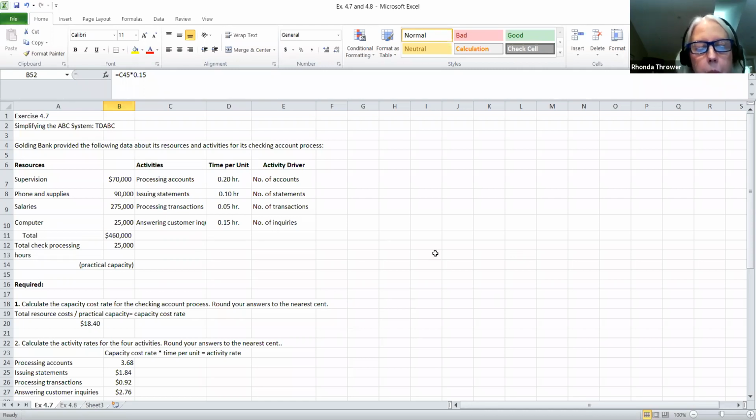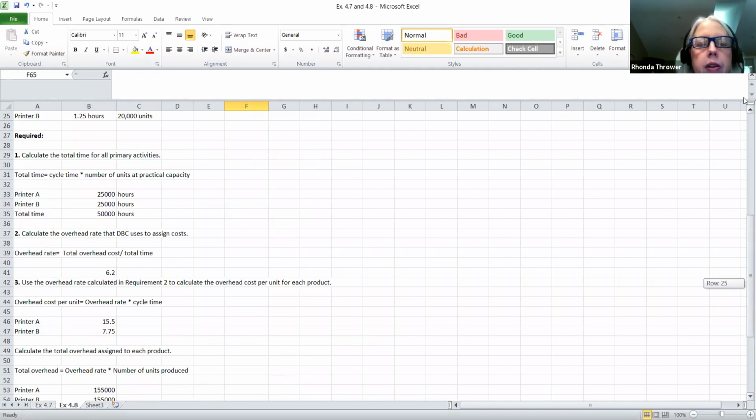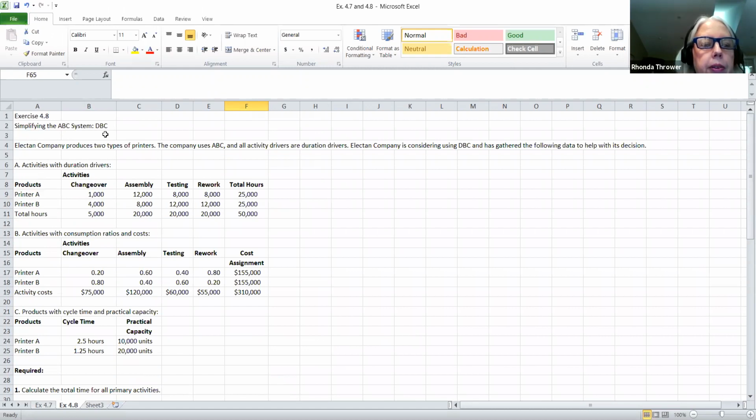The next problem that I want to go over with you is also a method of simplifying the ABC system. It's a separate method, and we're going to call this one DBC, and this is what we call duration-based costing. Duration-based costing is based on time. And we're going to talk about cycle time in here. That's a new term in this chapter.